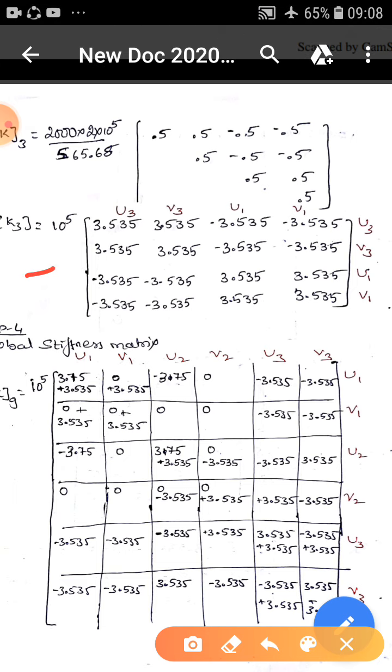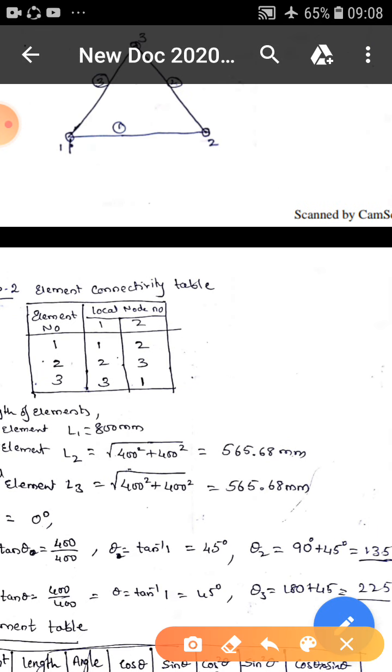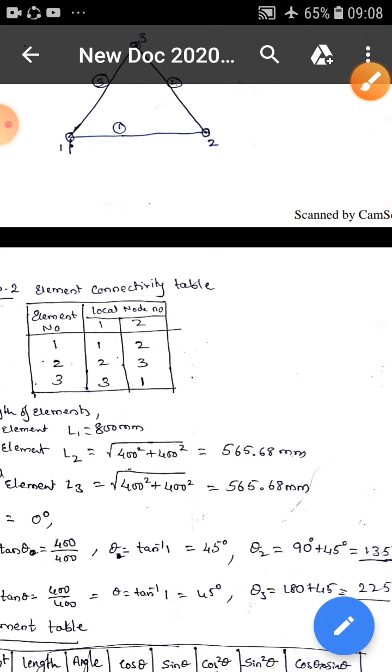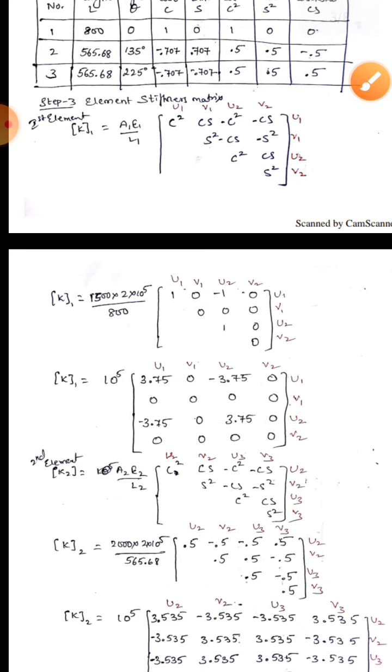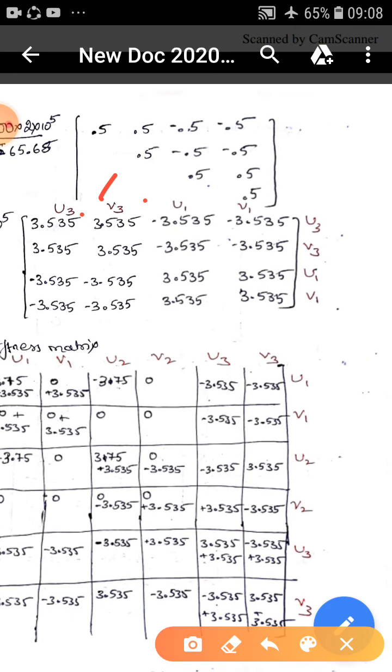This element is between node 3 and 1. See this table. This element K3 is between 3 and 1. So for this you will be writing displacements u3 v3 first, then u1 v1. u3 v3 u1 v1.